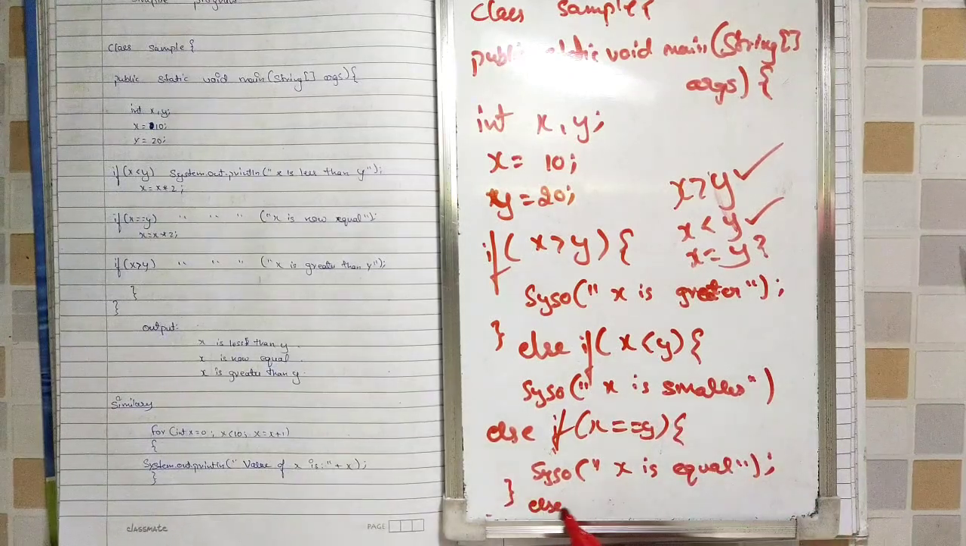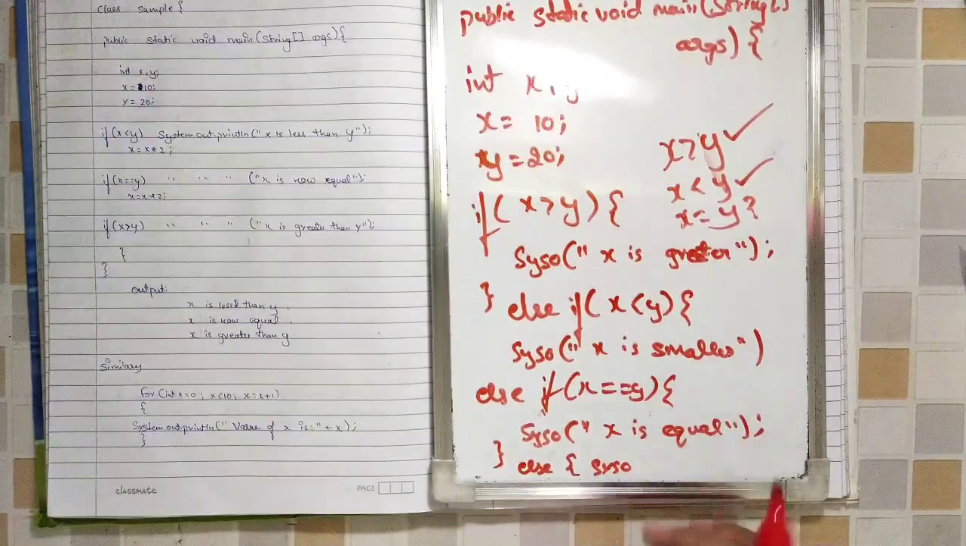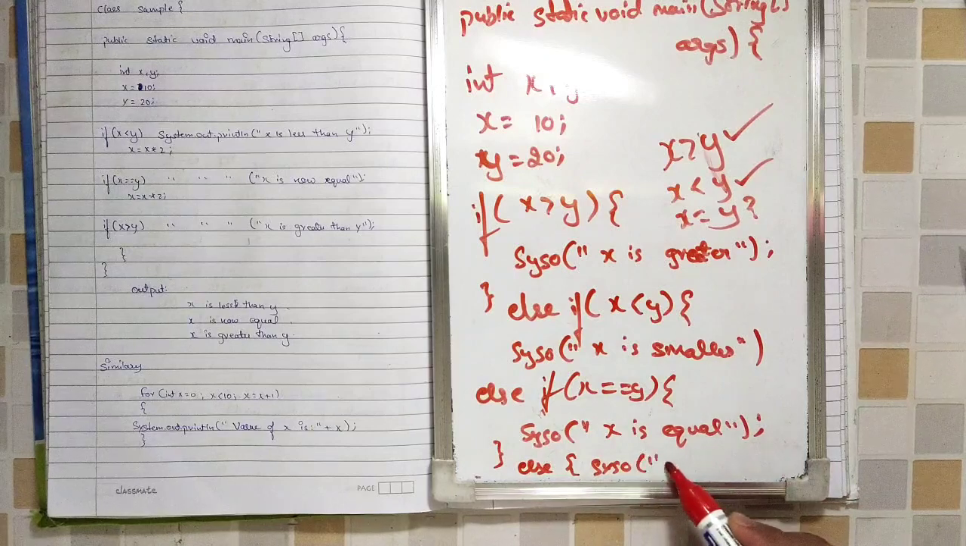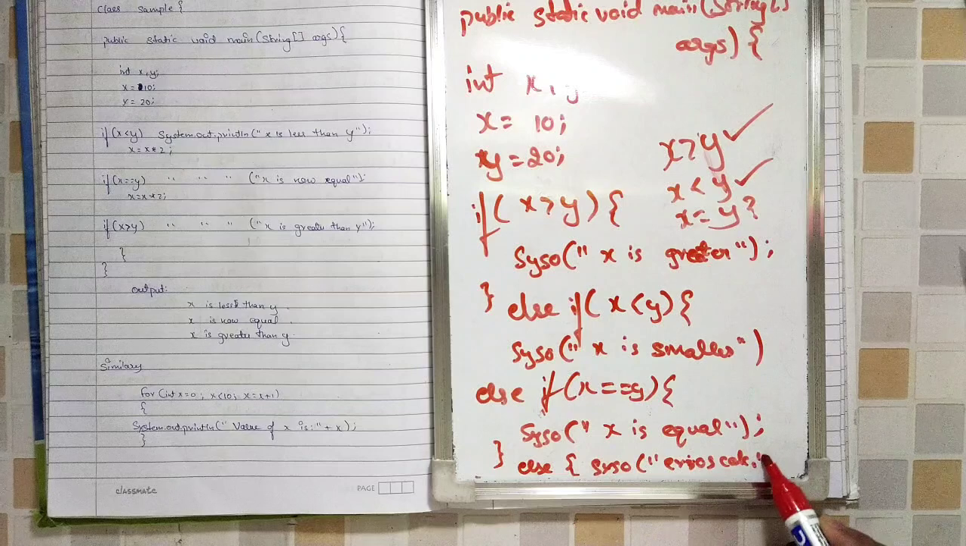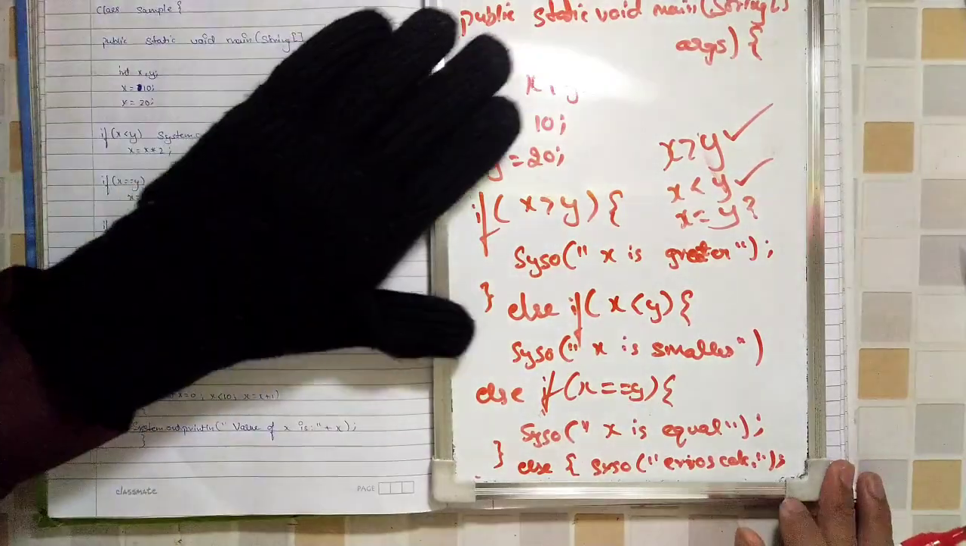And after writing this, lastly you will write else System.out.println. Here I can write error calculating, something like that. So this is nothing but your nested if statements. Okay, it's very simple and very easy to understand.